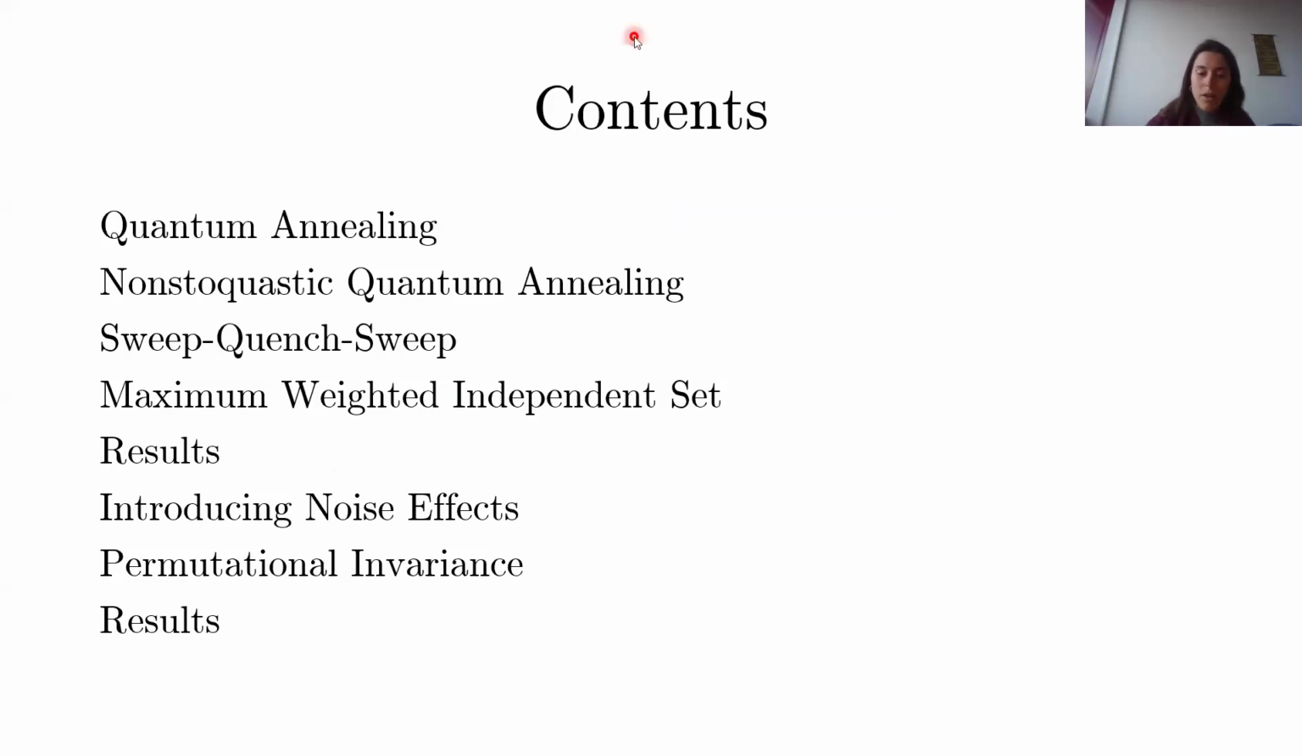In this talk, I will first of all briefly mention the basics of quantum annealing in order to introduce the basic concepts of non-stochastic quantum annealing and quench-sweep protocol that have been proposed and that I want to compare in order to solve the maximum weighted independent set problem that I will briefly describe. I will compare the results of the two diabatic protocols, and then I will pass to introducing noise effects in order to probe the robustness of these two diabatic annealing protocols. After having mentioned some tricks that I exploit for the numerical simulations, I will present the final results.